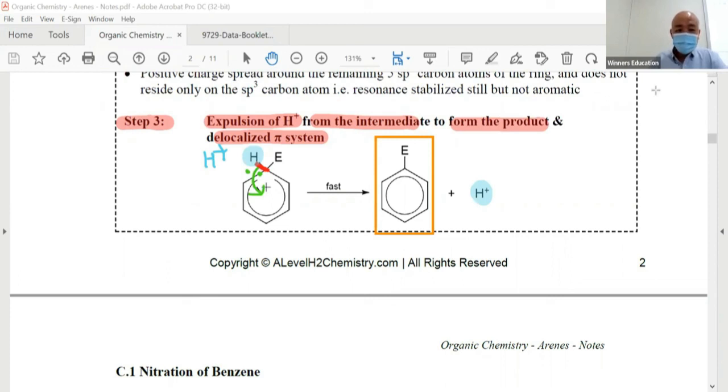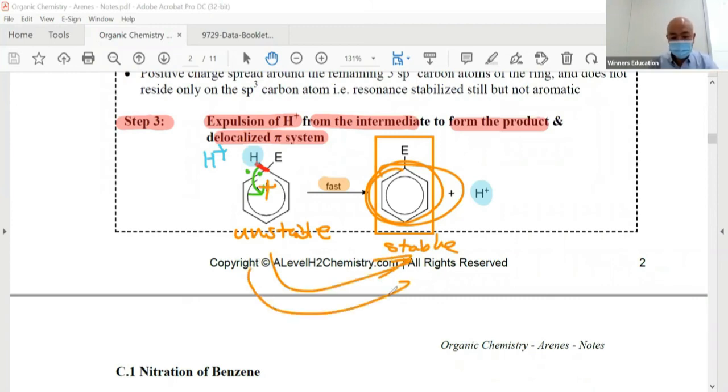And again, this is the fast step. Why? Common sense. Positive charge, unstable, because it's an ion. Now it gets back the aromaticity and its neutral charge, obviously stable. Everybody will rush to become like that in life.